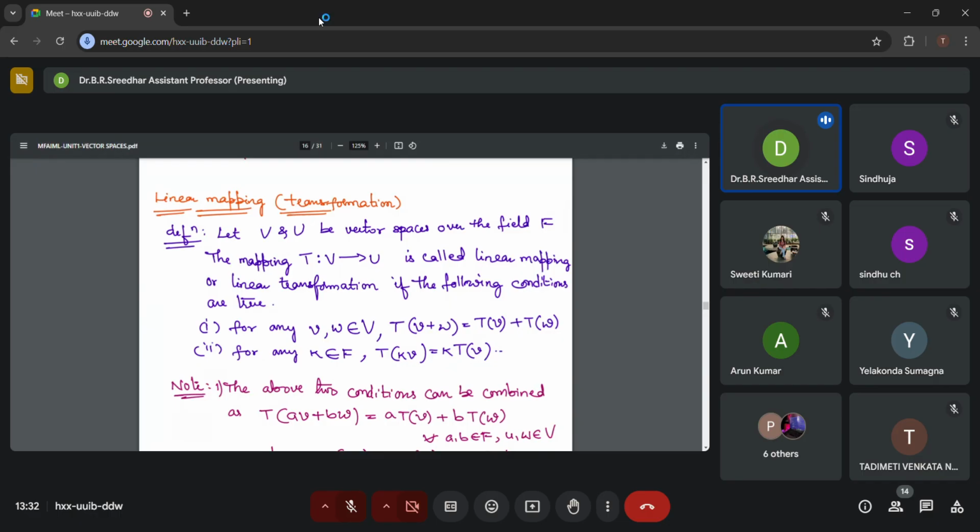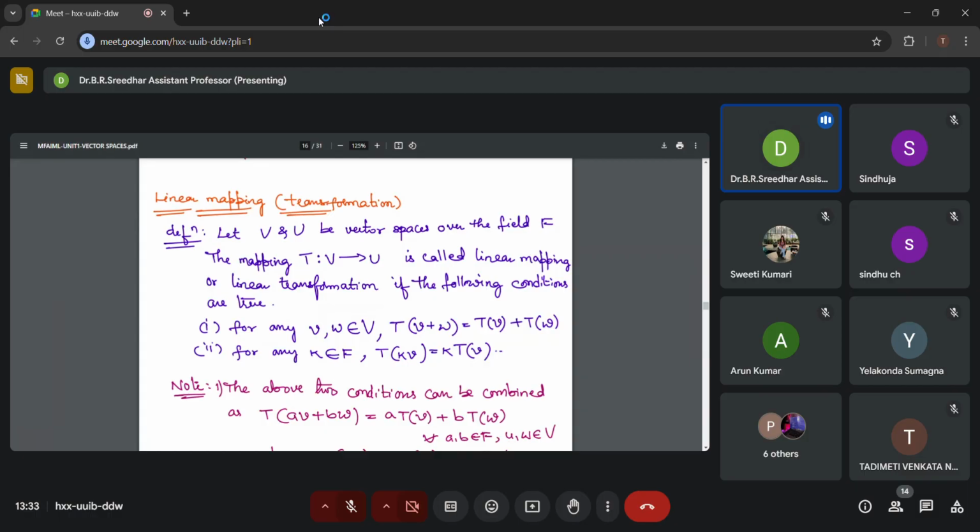Number one is vector addition. Number two is scalar multiplication. If someone asks you how you define the linear mapping, you should say that there are two vector spaces defined over the same field F. Then the mapping between these two vector spaces with the function T must satisfy two conditions: number one is vector addition, number two is scalar multiplication. But that scalar multiplication also belongs to the same field, you should say. This is the full-fledged definition of linear mapping between the two vector spaces over the field F.